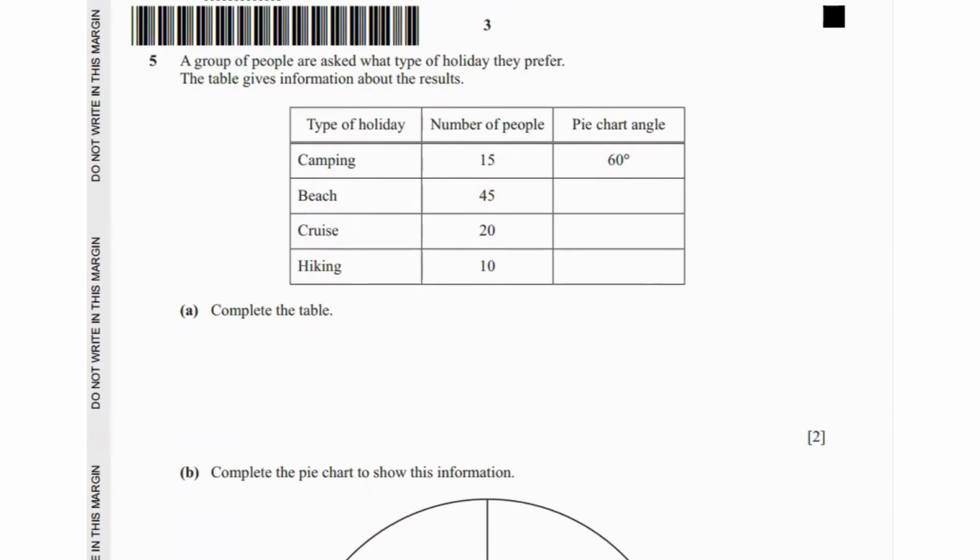To figure out the angle for each category, what we do is first create a fraction for the type of holiday. For camping, we have 15 people, and the total number of people is not given. But can we find it? Yes, we can. We will add the number of people given over here, and that will give us the total number of people. So the total would be 15 plus 45 plus 20 plus 10. So 15 plus 45 is 60, 60 plus 30 is 90.